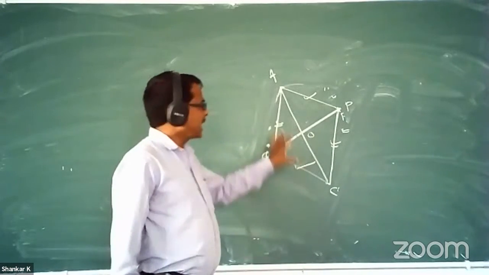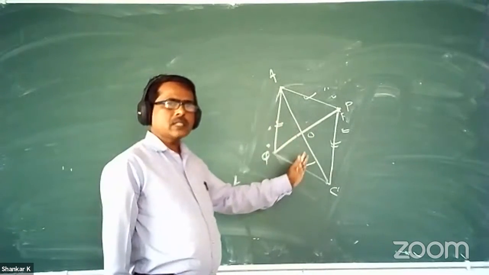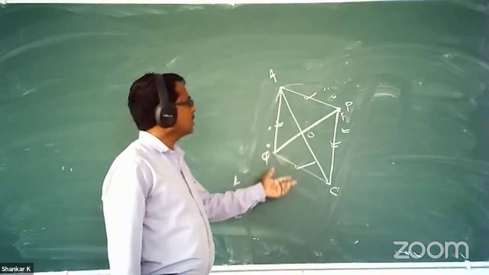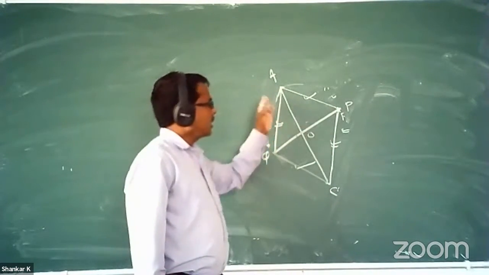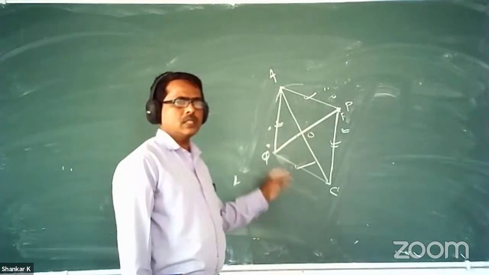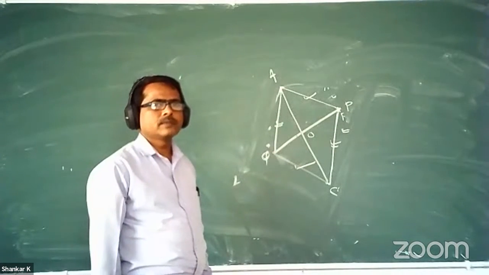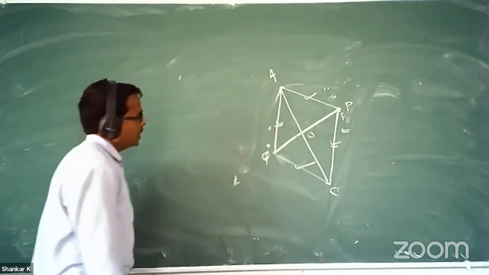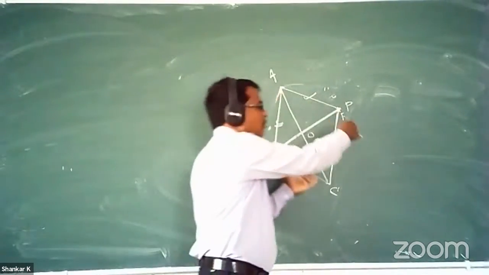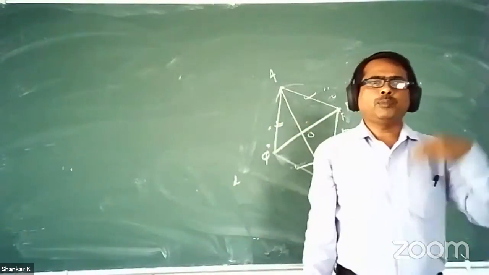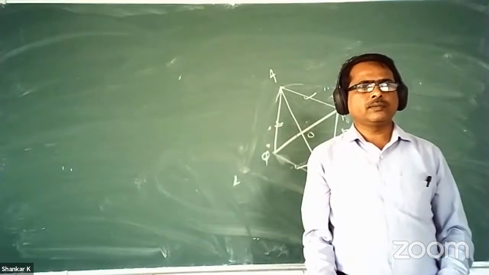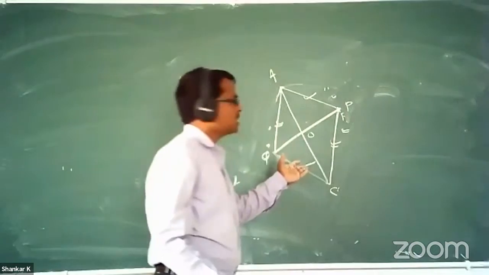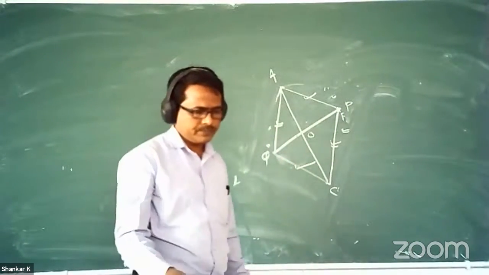So diagonals bisect each other. What became equal here? Opposite sides are equal, and diagonals bisect each other, which means it is a parallelogram. In a parallelogram, opposite sides are parallel, which means opposite sides will be equal. If opposite sides are equal and diagonals bisect each other, then it becomes a parallelogram.